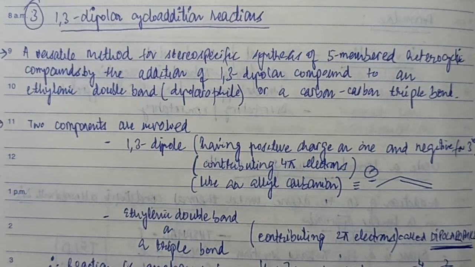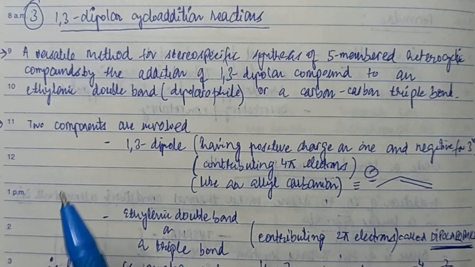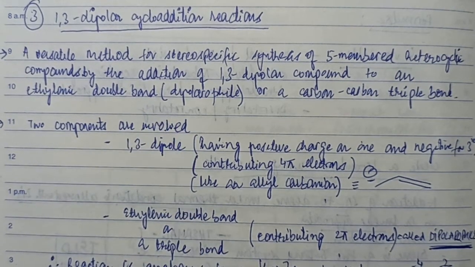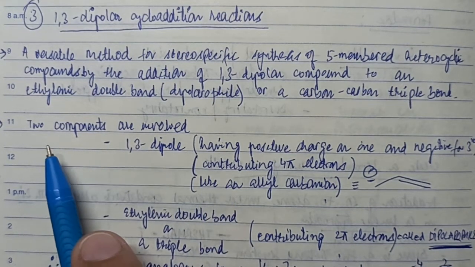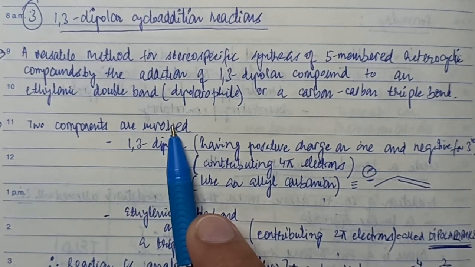If you remember, in the Diels-Alder cycloaddition, we used to call them a diene and a dienophile. In this particular case, we have a dipole, and the second component which will be attracted to a dipole will be called a dipolarophile. Therefore, two components are involved, as I've told you.